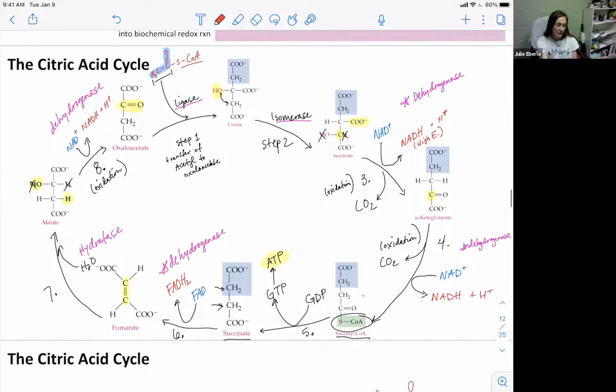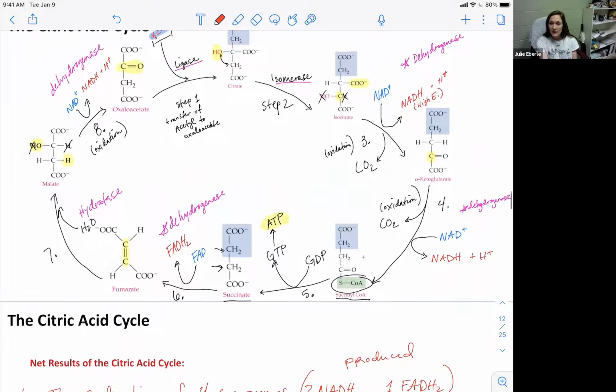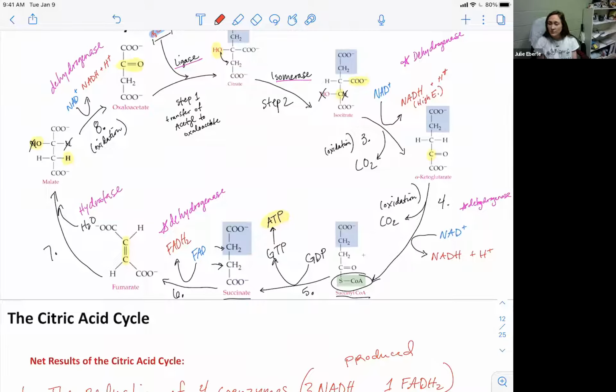All right, any questions on the citric acid cycle? If I ask you, what is the first reactant of the citric acid cycle, what would you say?